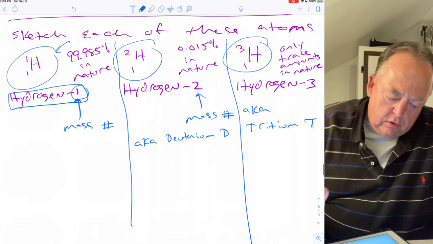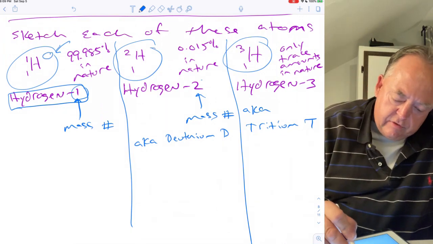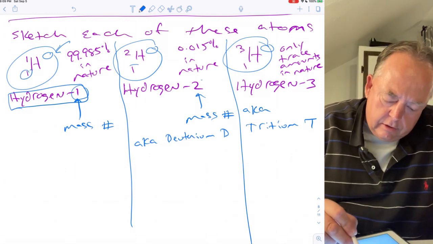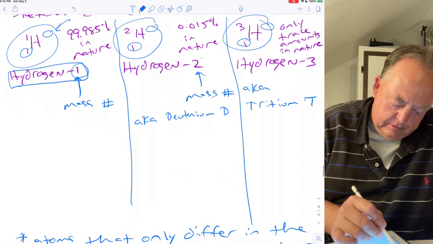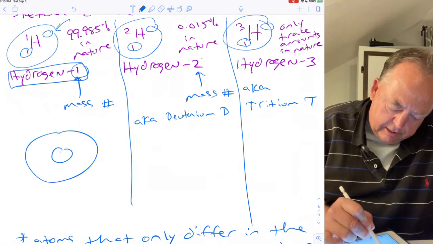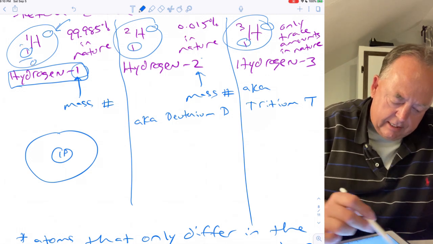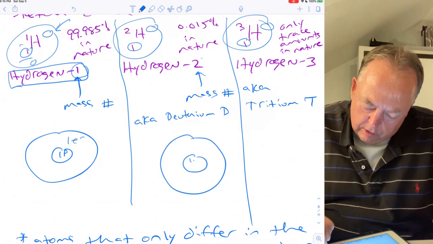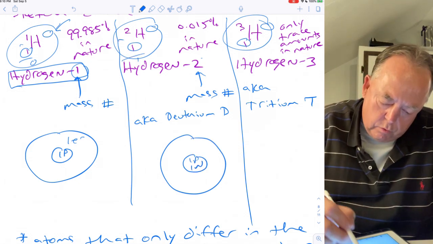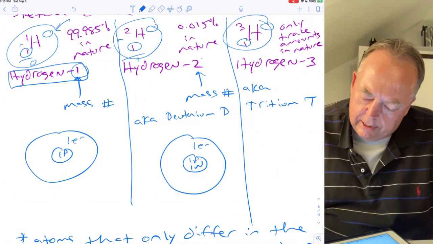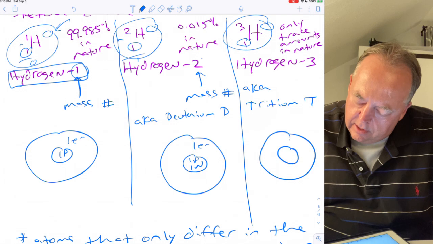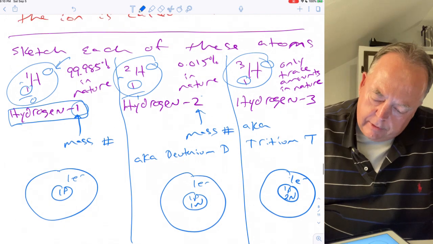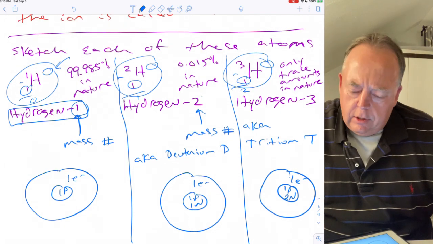Okay, so if we sketch what these look like, the charge on each of them is 0, so no charge, so they have to have the same number of protons and electrons. So the subscript is 1, so they all have 1 proton. So this has 1 proton, and if we subtract that, it has no neutrons and 1 electron, right? And this atom would have 1 proton and 1 neutron, so if we subtract these two, we get 1, so 1 proton, 1 neutron, and 1 electron. And this atom of hydrogen has 1 proton, 2 neutrons, and 1 electron, right? So 3 minus 1 is equal to 2, so 1 proton, 2 neutrons, and 1 electron.